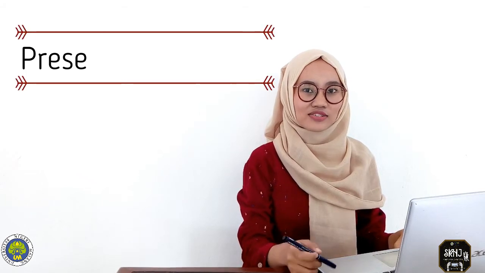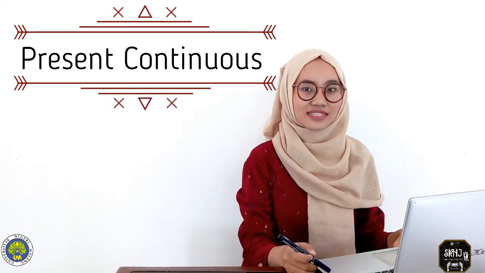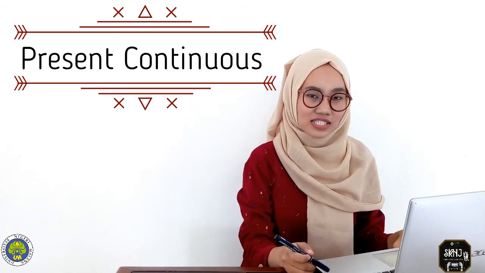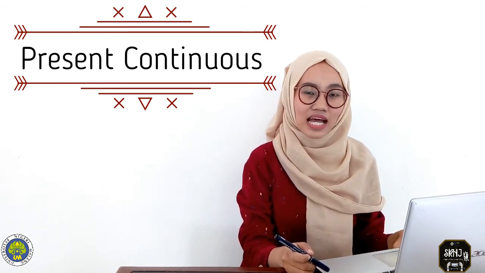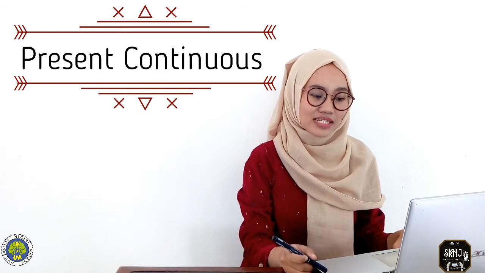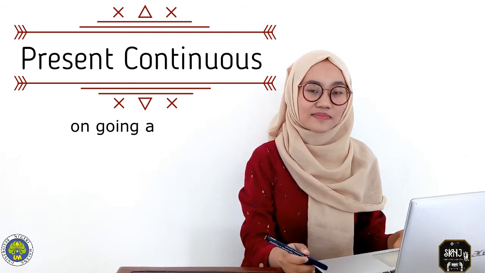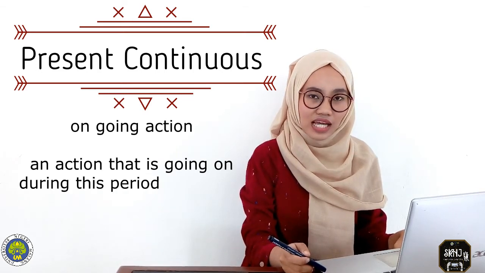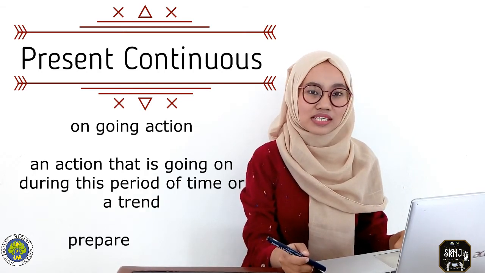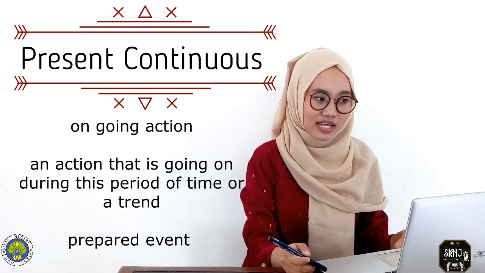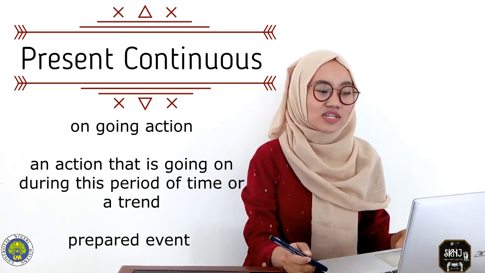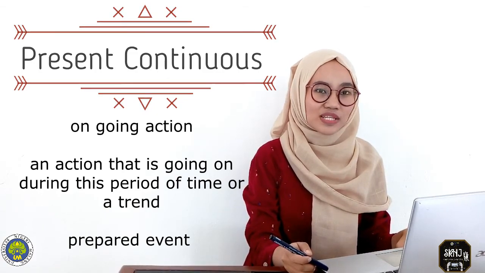The first continuous tense is present continuous tense. Present continuous can be used to show an action which is happening at the time of speaking. The present continuous is used to describe an action that is going on at this moment, to describe an action that is going on during this period of time or a trend, and to describe an action or event in the future which has already been planned or prepared.